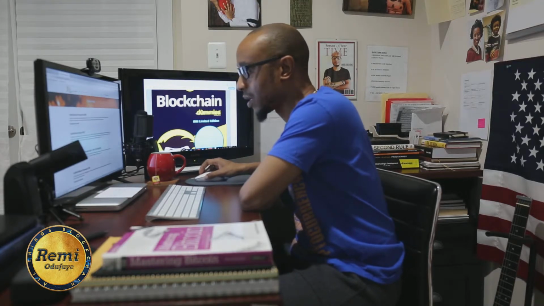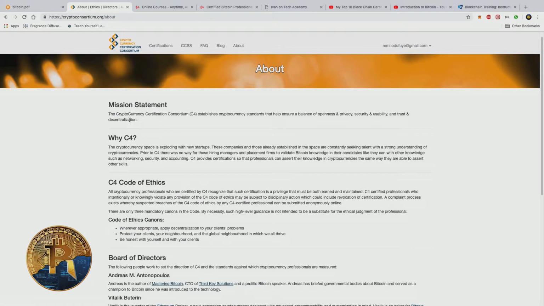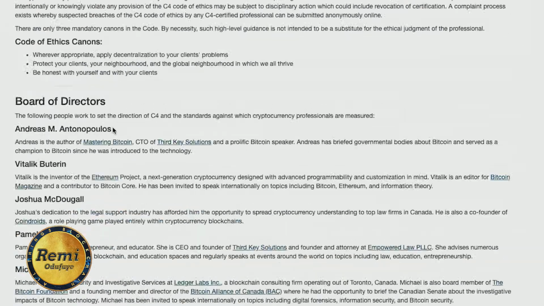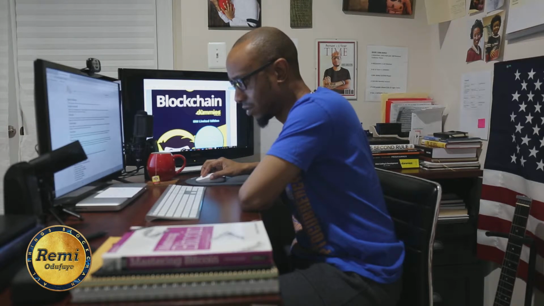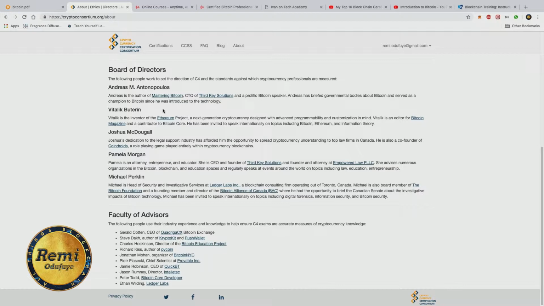So as you can see, this is my profile. I'll also show you the Cryptocurrency Certification Consortium. Now, the mission statement is, the Cryptocurrency Certification Consortium establishes cryptocurrency standards that help ensure a balance of openness, privacy, security, and usability, and trust and decentralization. Looks interesting. It hasn't been updated in a while, I have to agree. So the advisors are some people. And it looks like on the board we have Andreas Antonopoulos and Vitalik Buterin, who are major players in the Bitcoin cryptocurrency space.